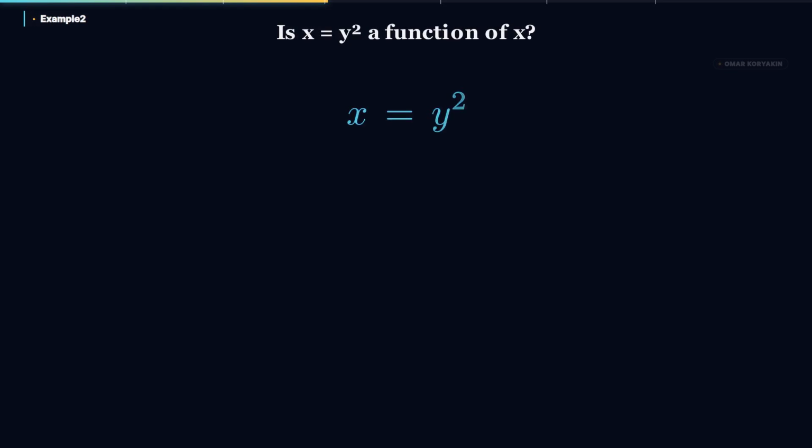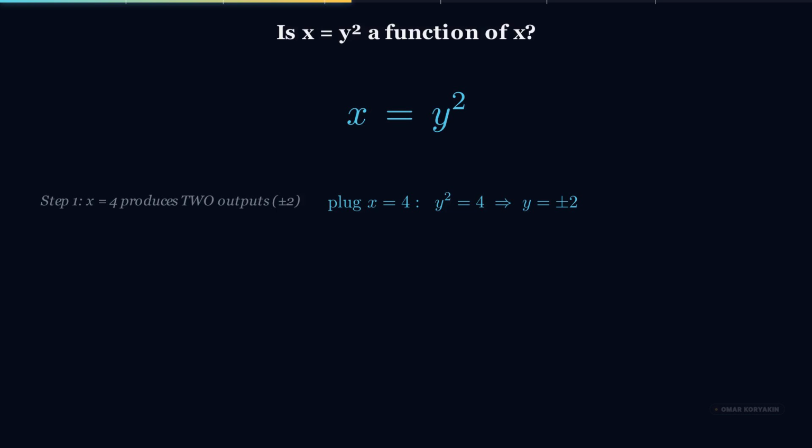Here is the second worked example. Determine whether the equation x equals y squared represents y as a function of x. The relation is given algebraically rather than as a list of pairs, so the graphical vertical line test is the natural diagnostic. Step 1. Generate a few ordered pairs from the equation by picking specific x values and solving for the corresponding y values. At x equals 4, y squared equals 4, so y equals plus or minus 2.